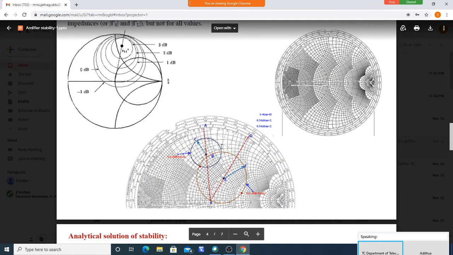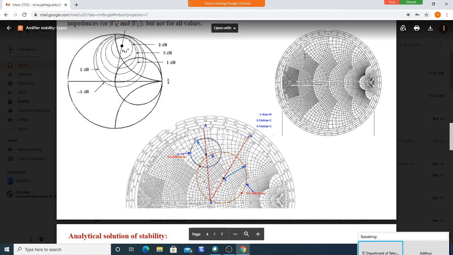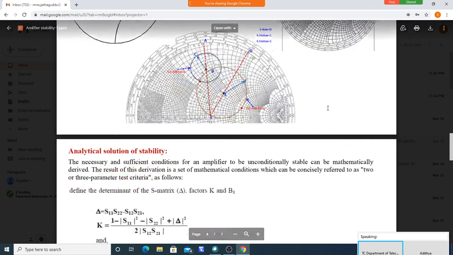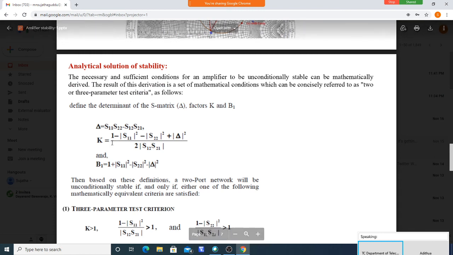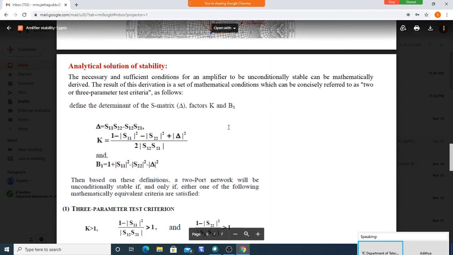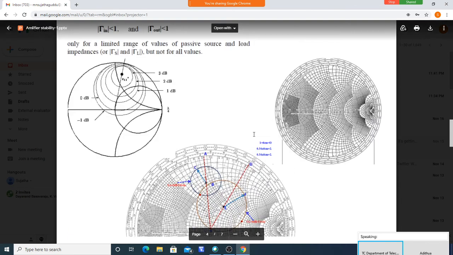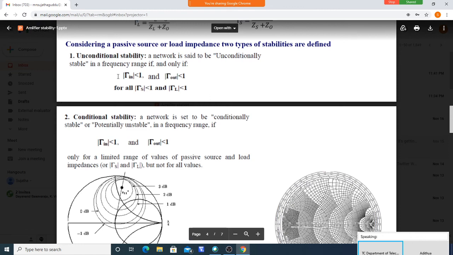So you can take any value over the circle as a gain setter, say 2 dB gain, any value over this. You need not specify only this value, because any value you take, the amplifier is stable. You can come to know that by using these delta and K values. In the next class we will see for what values of delta and K we say the amplifier is unconditionally stable. Unconditionally stable means Γin and Γout are lesser than 1.